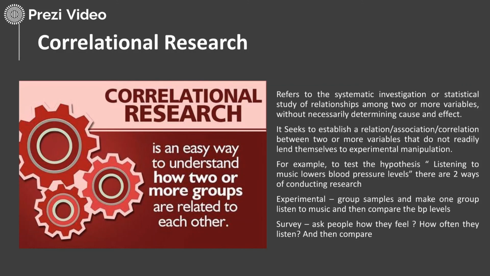There are two ways of conducting this research. First is experimental and second is survey based. In the experimental approach, you group the samples and make one group listen to the music and then compare their BP levels. You are trying to assess the effect of good music on blood pressure. One group will be listening to the music, the other will be the control group. Then you assess how far it is helping in lowering blood pressure. Or it can be survey based, whereby you ask people how they feel and how often they listen, and then compare. Any research carried out to determine the effect of one factor or variable on another will be considered part of correlational research.